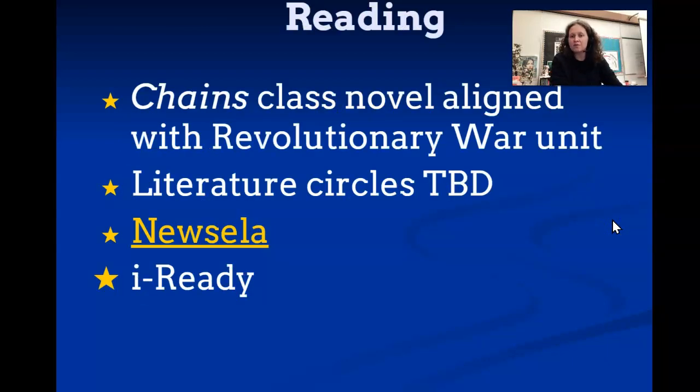And so that Chains novel is aligned with the Revolutionary War unit. It's told by an enslaved girl in New York City at the time of the Revolutionary War, and she gets caught up as a spy. It's great. So I am planning on doing that later in 1st semester. We'll get started is my plan. I often do literature circles, which is sort of like little book clubs where a group of 4 students or so will be reading the same book and then discussing it. That feels a bit tricky with COVID. We'll see. So that's to be determined if we do literature circles this year.